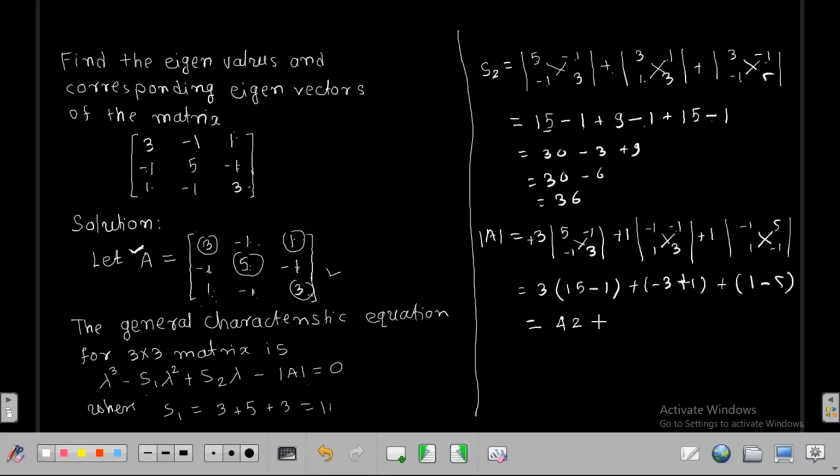Now minus 3 plus 1 is here minus 2. 1 minus 5 is minus 4. Now add this number. So minus 2 minus 4 is minus 6 and 42 minus 6 here 36. So put this determinant A, S2 and S1 here. So we get lambda cube minus S1, which is 11, lambda square. Then S2 is 36, so plus 36 lambda, and minus determinant, which is 36, so minus 36 equal to 0 is the characteristic equation.